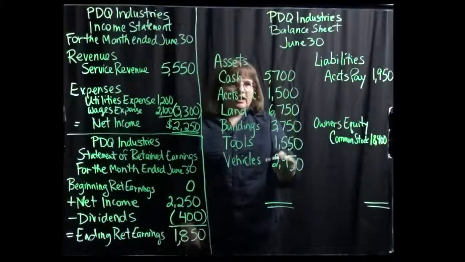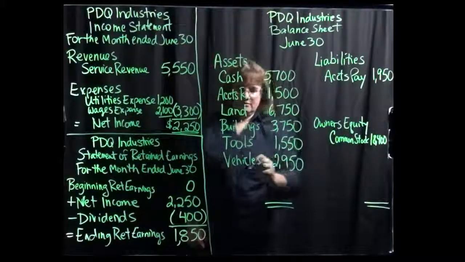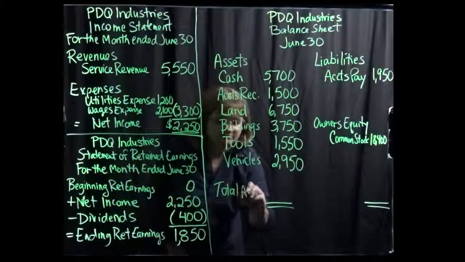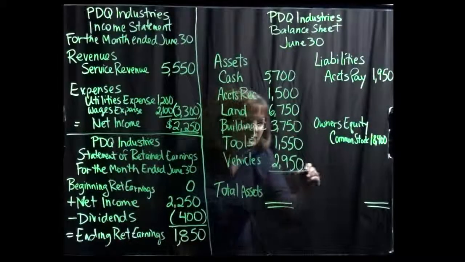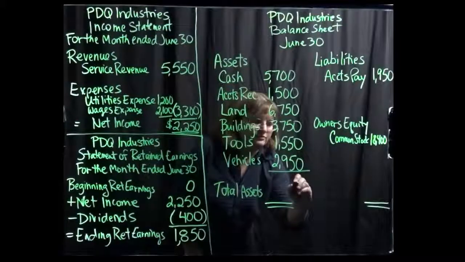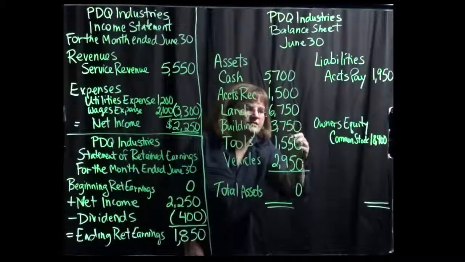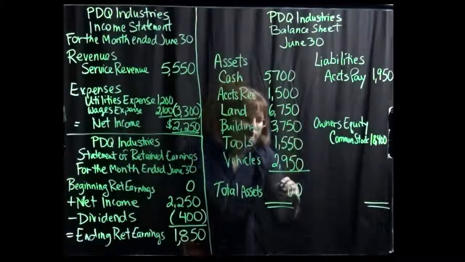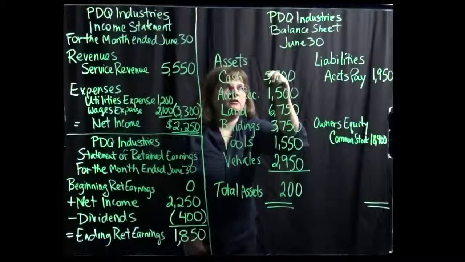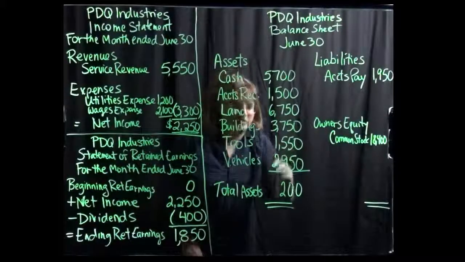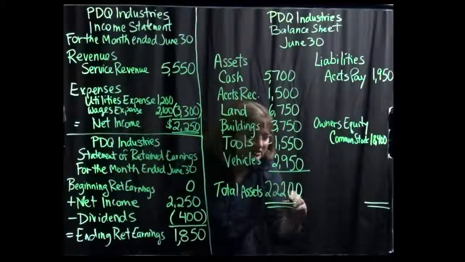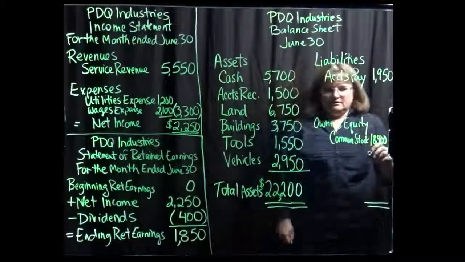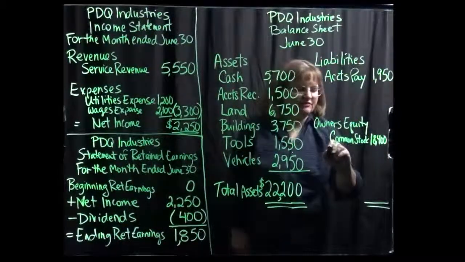And so if we add up our assets here, we're going to write total assets. And if we add those up, 0, 5, 10, 15, 20, 9, 14, 21, 28, 33, 42, 9, 10, 16, 19, 20, 22. So we've got $22,200 is our total assets. Oh, what did I forget? Oh, retained earnings. I forgot retained earnings, didn't I?